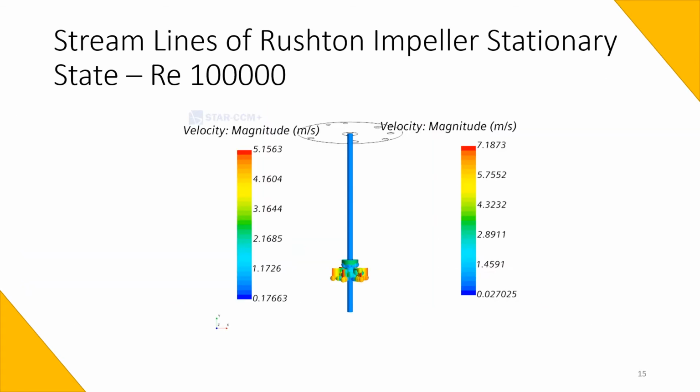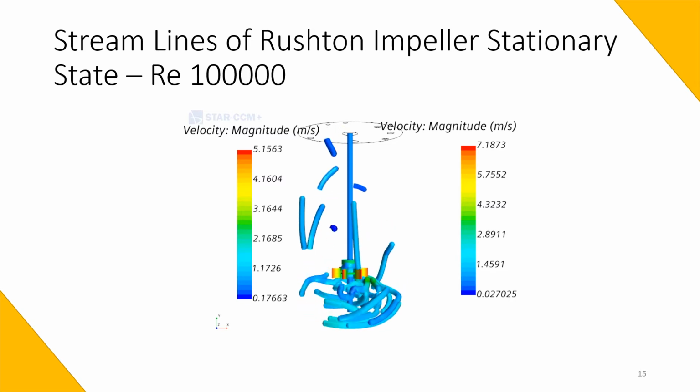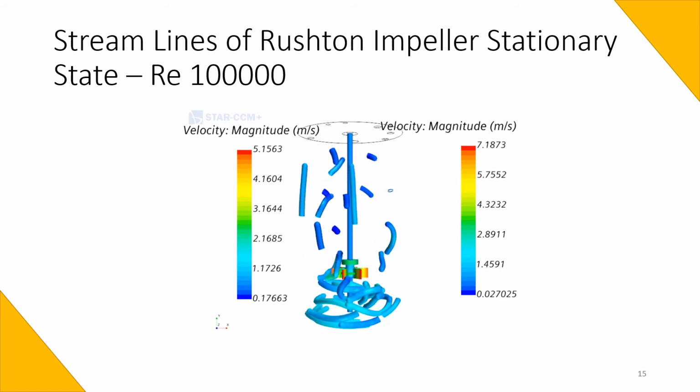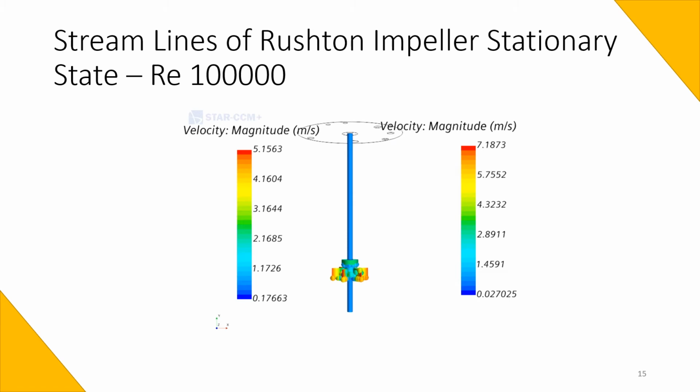For the stationary state in the Rushton impeller, the direction of the flow is radial, because as is shown, the streamlines move in a radial direction. This means towards the wall, impacting with it and moving upward and downward. In this animation, we can see that the velocity of the streamlines is higher than the ones obtained in the pump impeller, that will be shown later, also obtaining a higher maximum velocity.